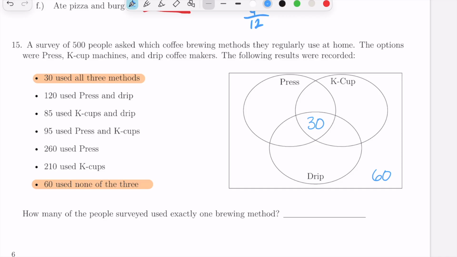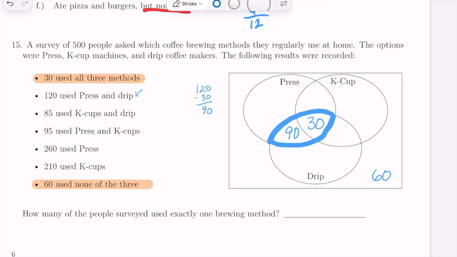Next, 120 used press and drip. So press and drip would be this football shape. That's 120, and I already have 30. So if I subtract those, you can see I need 90 more. 90 people belong in that section right there.